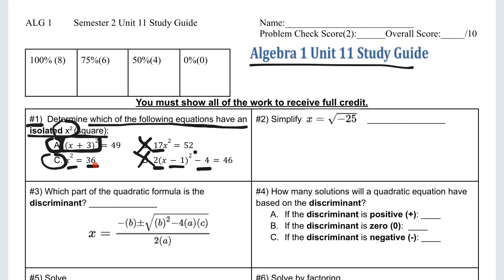Number 2, we're going to simplify square root of -25. Square root of -25 contains a negative within the square root. Negative square root of -1. The negative counts as a square root of -1. To remind you, square root of -1 is just i. And square root of 25 is 5.